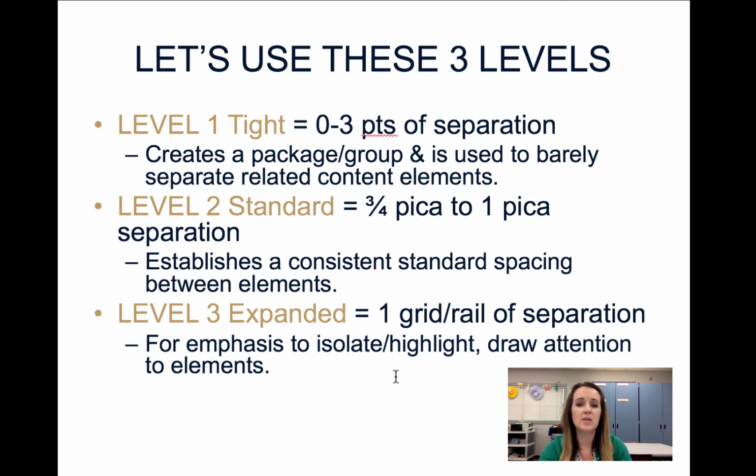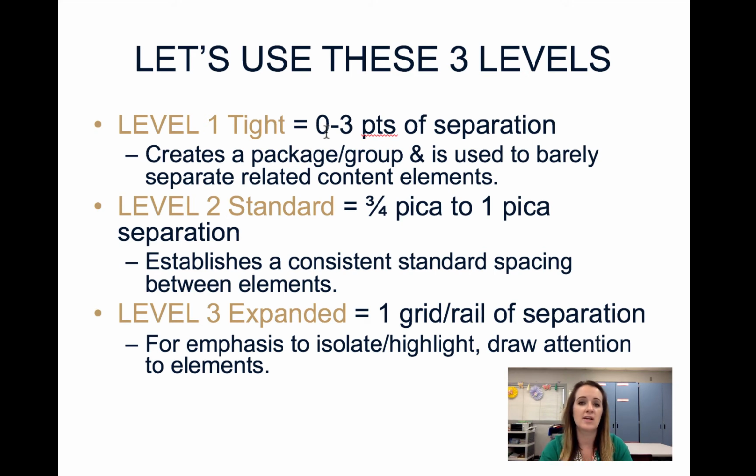So we use 3 levels of white space, and please, please, please make sure this is in your notes. So level 1 is what we refer to as tight spacing. So tight spacing is 0 to 3 points of separation. So no separation or 3 points. So 3 points is 3 tap, tap, taps of either the space bar or the arrow key when you move over from the grid. And we're going to practice this on Yearbook Avenue.